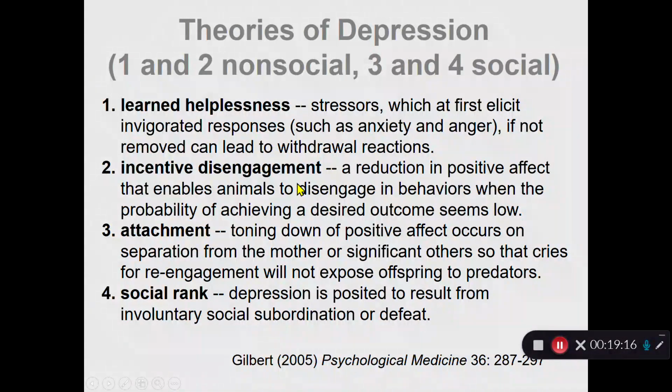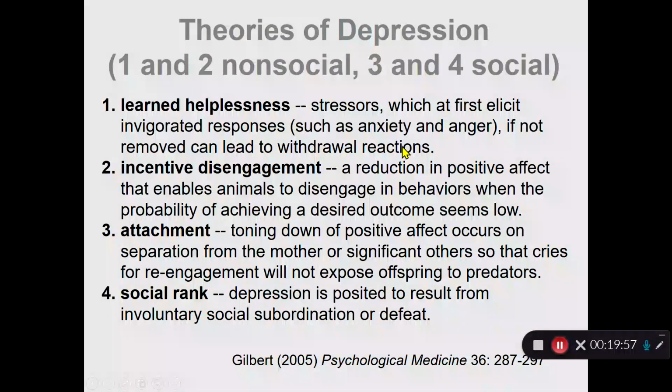Incentive disengagement, a reduction in positive affect, in upbeat mood and energy, that enables animals to disengage in behaviors when the probability of achieving a desired outcome seems low. In both of these cases, something depressing happened. We can't escape the shock. There seems to be nothing we can do to improve our situation. The thing that we're trying to accomplish seems impossible. So we become depressed and we disengage and we withdraw. In both cases, we're not achieving our goals, but we are saving resources and we're saving energy. I guess it's the best of two bad outcomes.